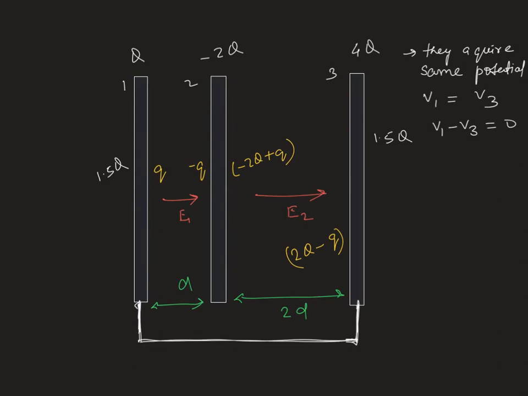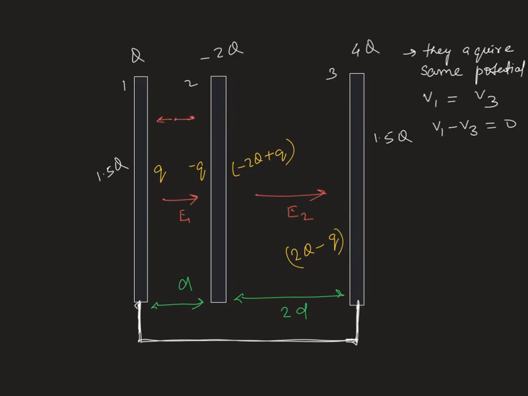Now what is field E1? Or due to what reasons will there be a field E1? Now I'm going to be fast on this one. I need you to really focus. Due to the charge 1.5q and 1.5q, the field in the region between plates 1 and 2 will be towards right and left.